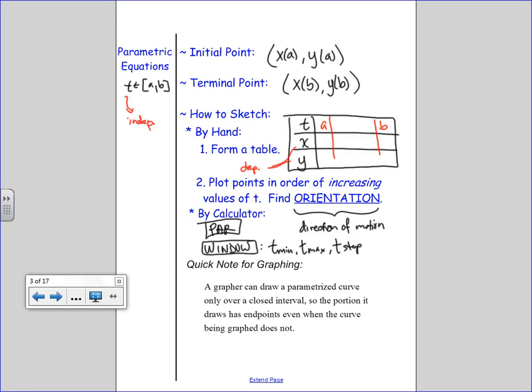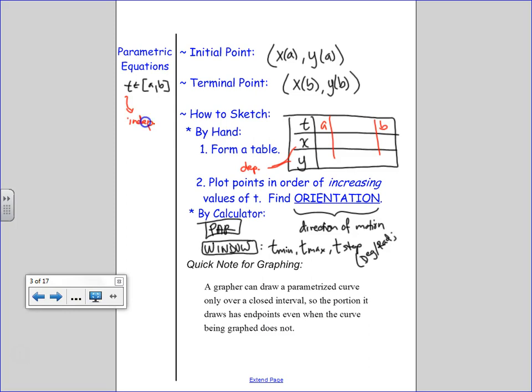The T-min, T-max, T-step: in order to think about what these should be, you can try Zoom Standard, and it'll reset to whatever your settings are. But the T-min, T-max, T-step is going to depend on degrees versus radians. With degrees, you usually have big intervals for T. With radians, you have smaller intervals for T.